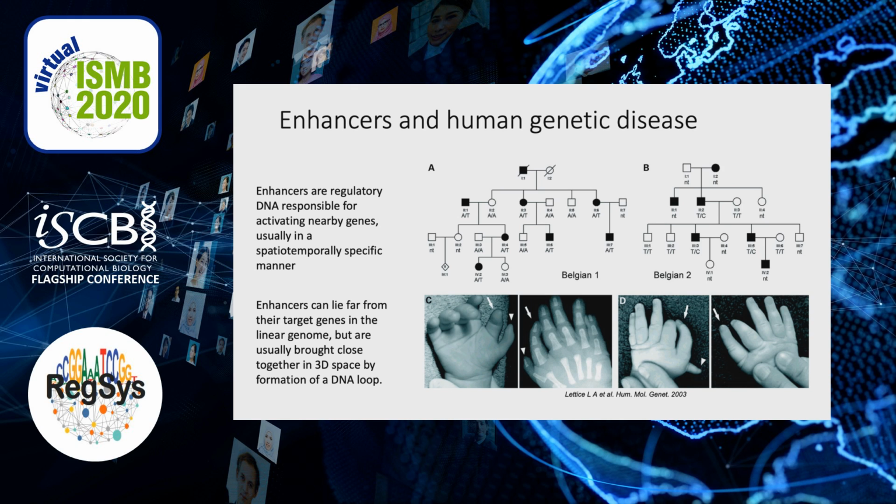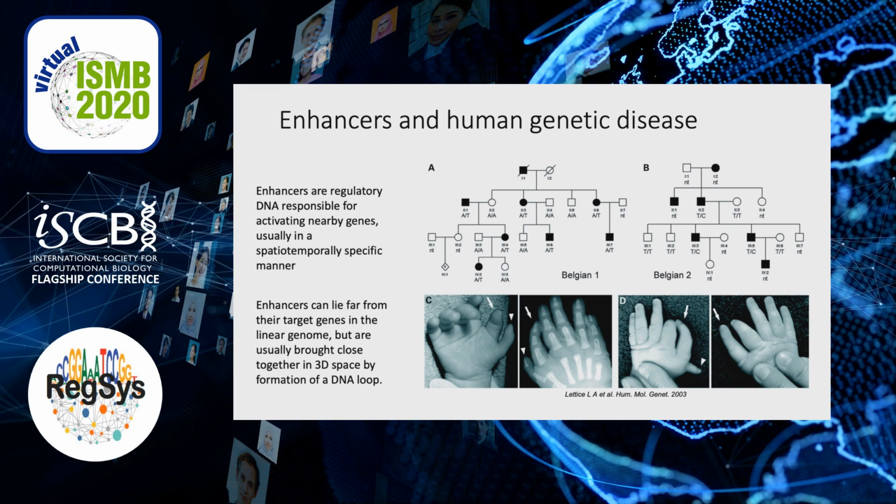For example, on the right we see two Belgian families that have inherited polydactyly, and the allele in both cases is actually not a change in the protein coding gene, but is a single base pair change to an enhancer, which in this case is 1 million base pairs away on the linear genome.